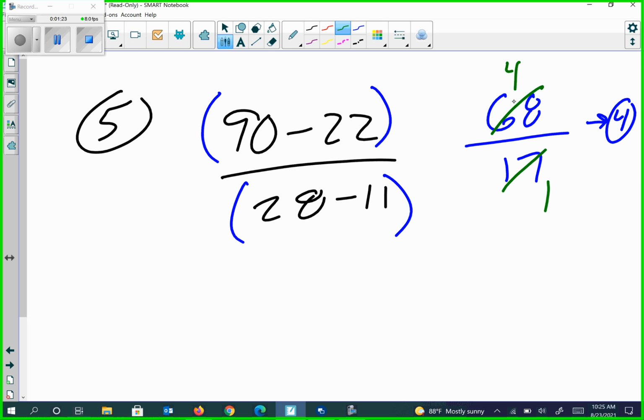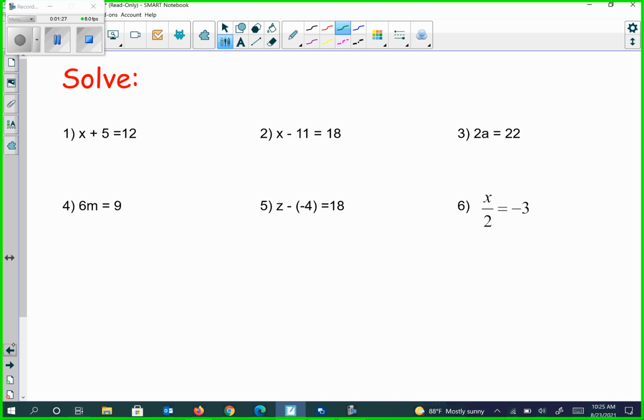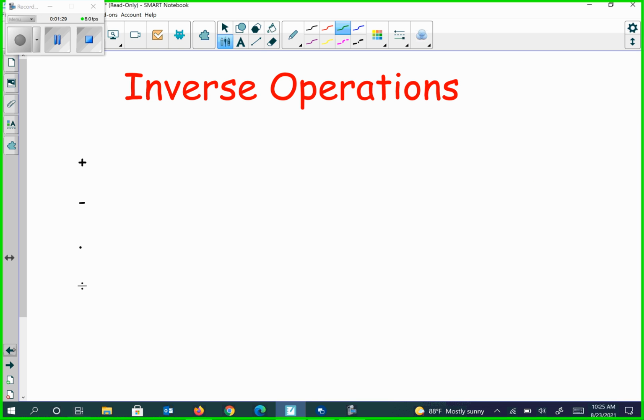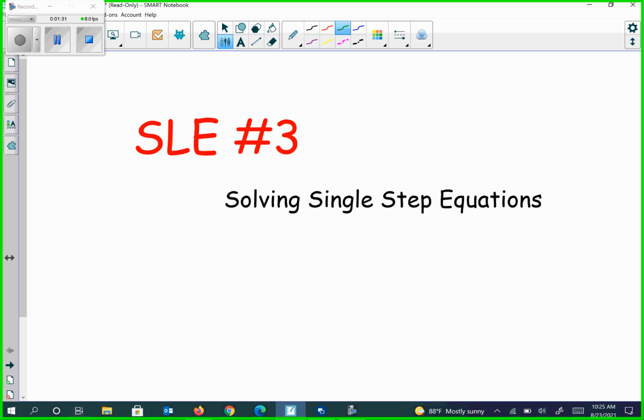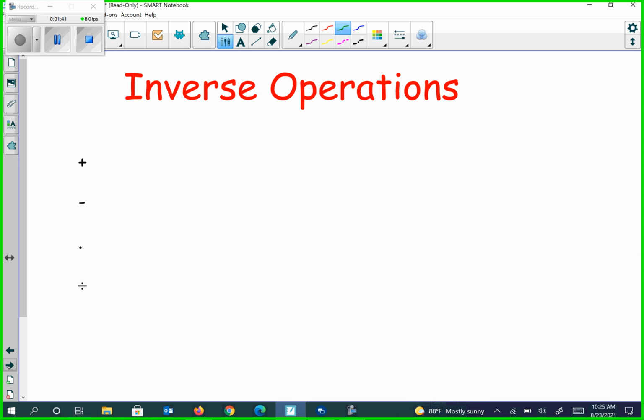Cool. So let's take some notes. This should be in your notebook. I think it says inverse operations or SLE number 3. I don't remember what it says at the top. If you didn't have the book yet, you can just write this down or just chill and watch it. I think the first thing in your book is inverse operations.